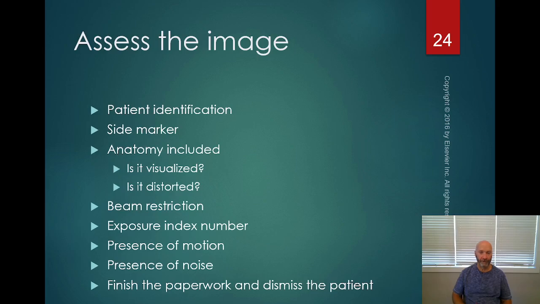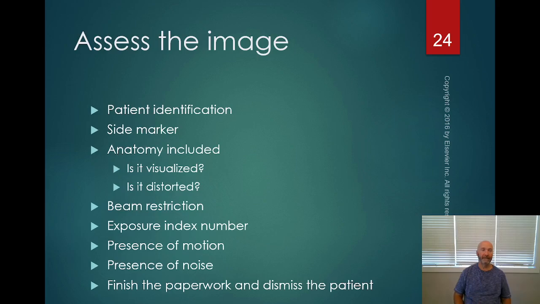Anatomy. Is it visualized? Did you include all of the anatomy that you need to see? Full disclosure, you can't always do that. Sometimes a femur, for example, won't fit on an image receptor. So you may have to take 2 images of the femur in order to get a kind of composite view of what the femur should look like. But in most cases, you can get all the anatomy on there.